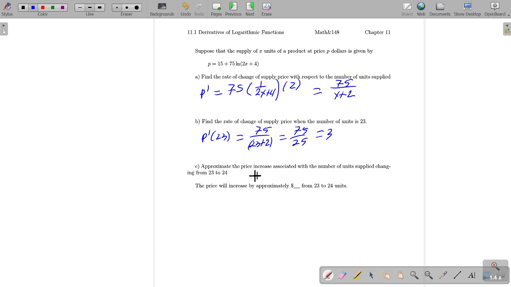So approximate the price increase associated with the number of units supplied changing from 23 to 24. The price will increase approximately by, well, that's what it says. If my derivative at 23 is $3, it'll approximately change $3 the next time you do a whole unit increase.